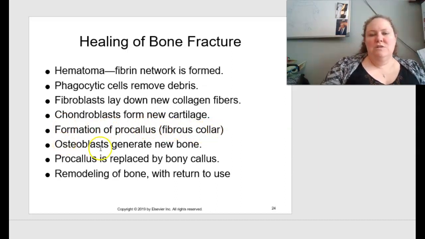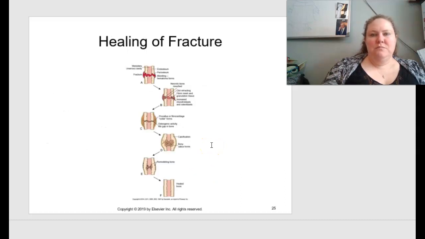And then you can have those osteoblasts, which are going to generate new bone. And then the procallus is going to be replaced by bony callus. And then we have the remodeling of the bone. And this is when we would be able to return to use.